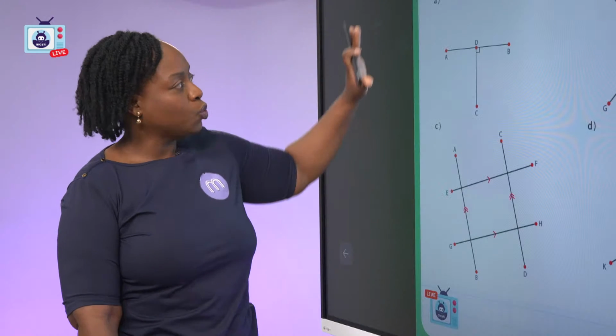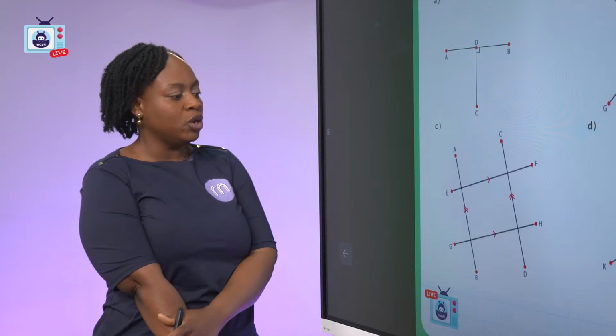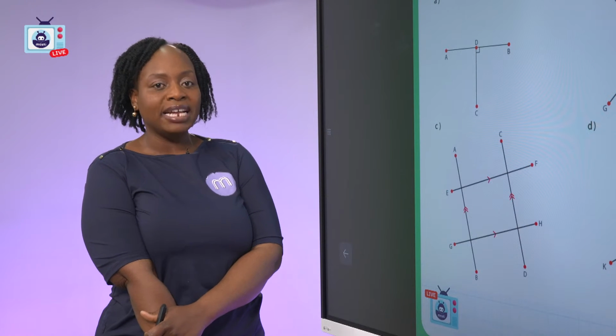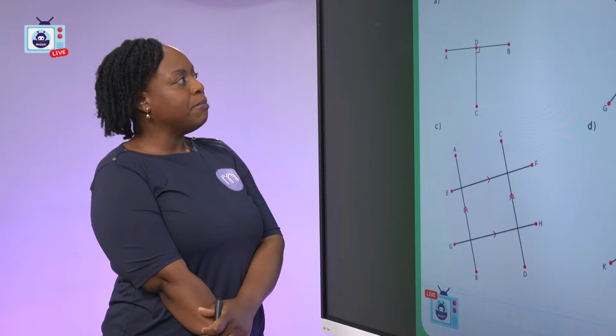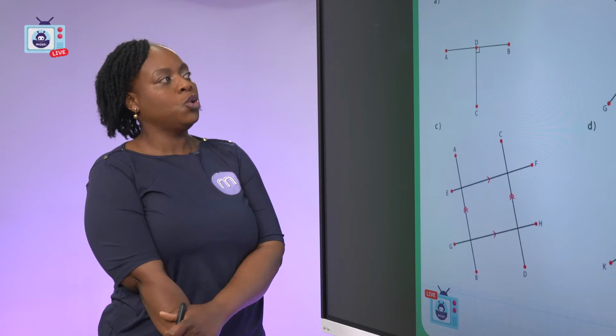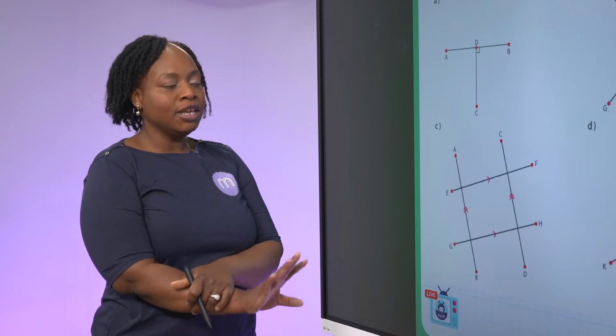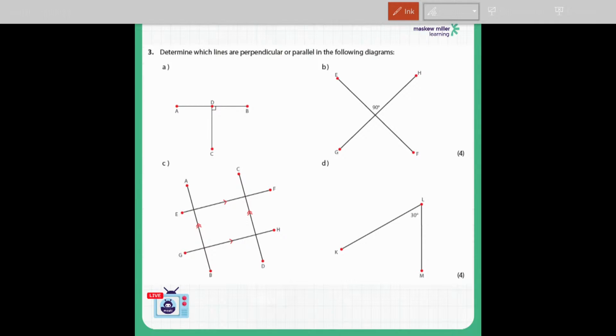As we are doing this one, the second question, which is still coming from our platinum textbook, it says determine which lines are also perpendicular or parallel in the following diagrams. We gave you diagrams, there are only 4. Just find out which one is perpendicular and which one is parallel.